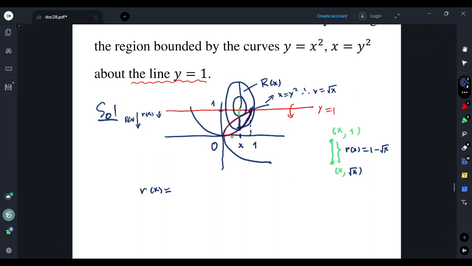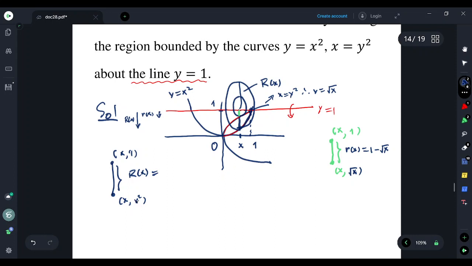And what about the larger Rx? Okay, so it's gonna be another vertical line. So let's say the top point is again x1, but the lowest is x, the y coordinate now on this parabola, which is y equal to x squared. So it means that the y coordinate is x squared. So the Rx is 1 minus x squared, right?